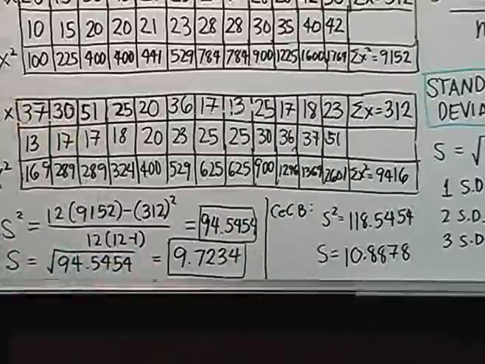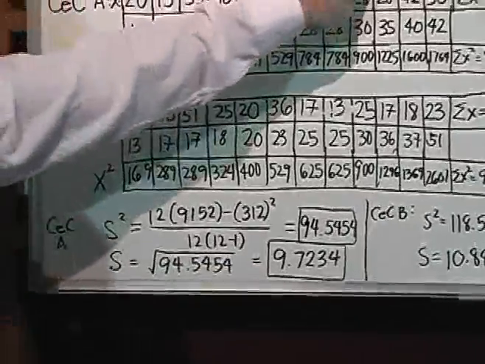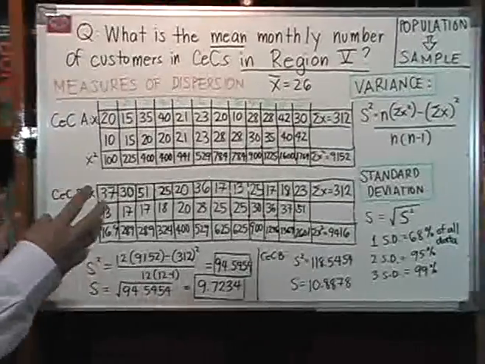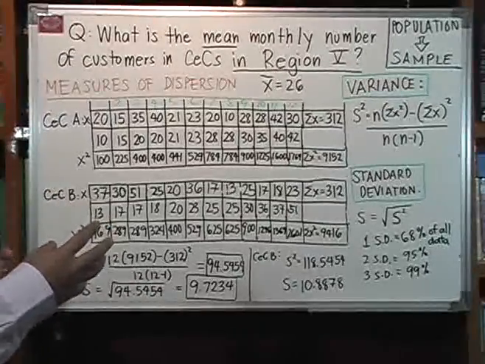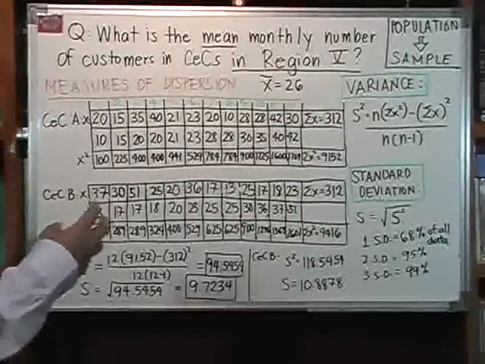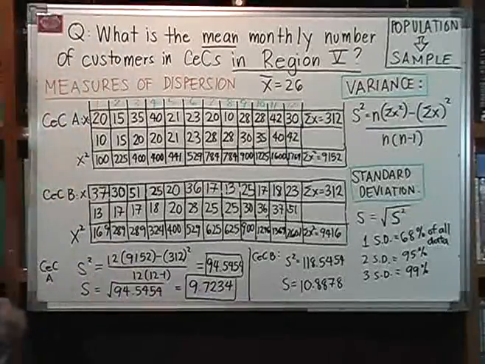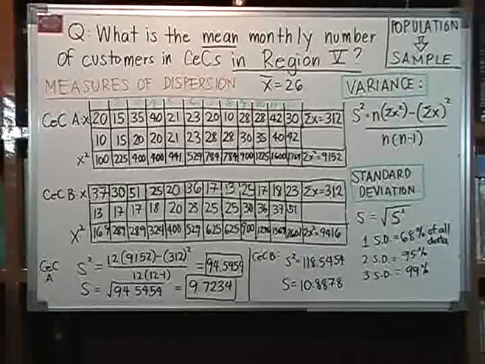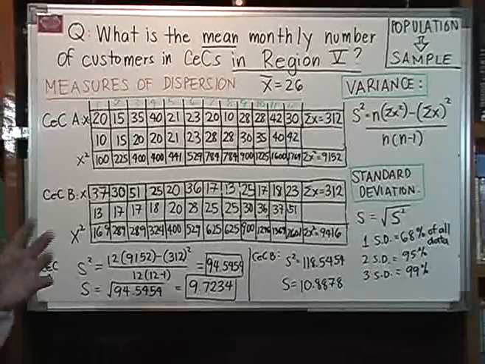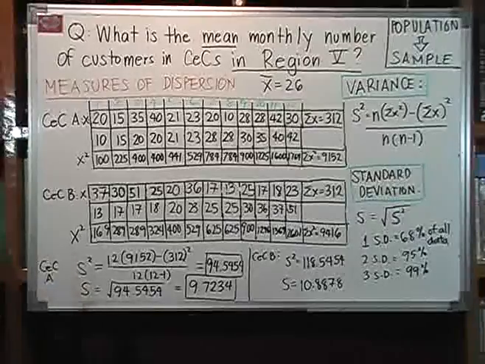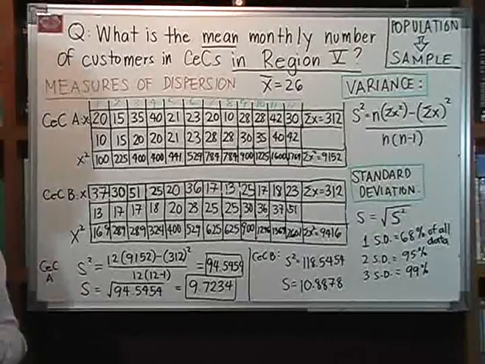So although they have the same mean, the standard deviation, or the level of dispersion, of the number of monthly customers in CECB is greater than that of CECA. And we'll get to the 3 standard deviation rule in a bit.